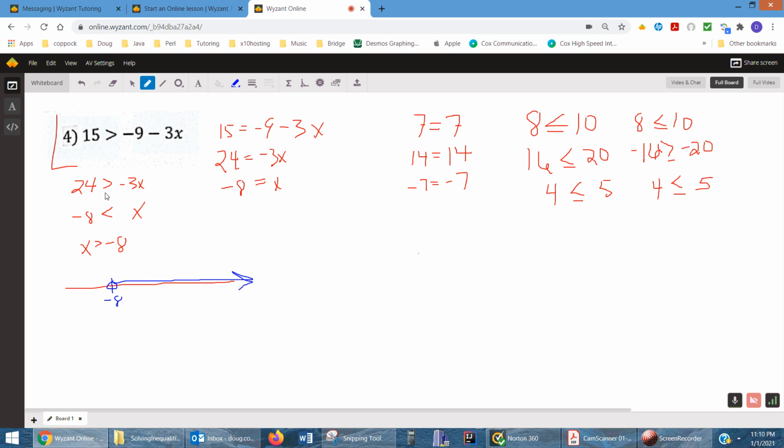If this was "or equal to" here, the graph would have a solid circle, indicating negative 8 is included. And that is where the left side is equal to the right side. x has a value of negative 8. Because we get negative 9, negative 3 times negative 8 is positive 24. Negative 9 plus 24 is 15. That's when the left side equals the right side.